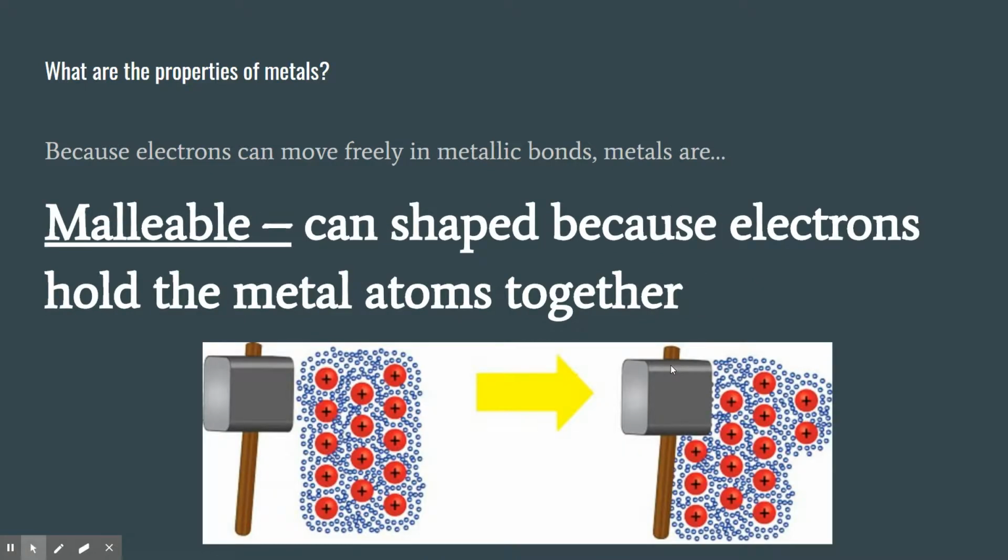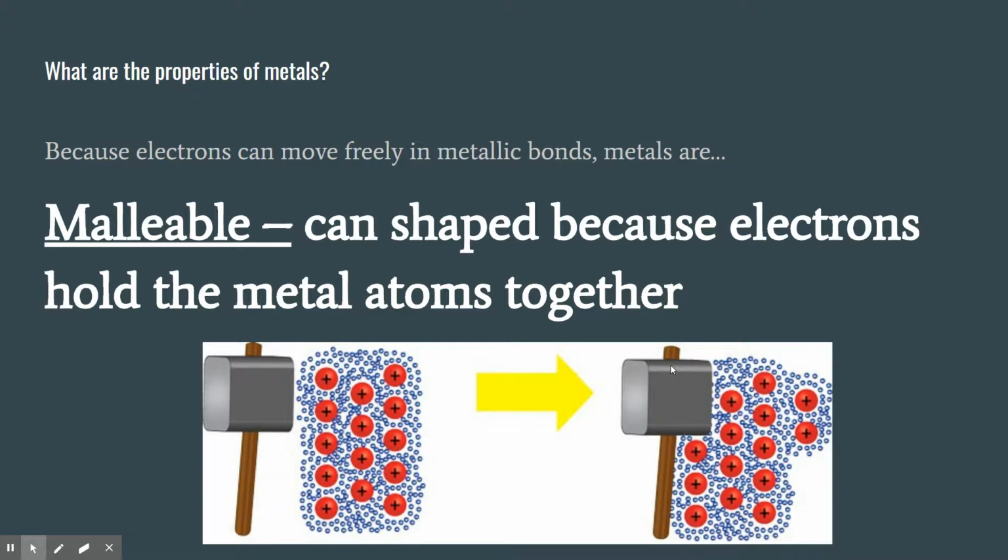Metals are also malleable. And this means that they can be shaped. We can change the shape of a metal. Imagine a piece of aluminum foil. You can bend it and fold it and mold it into a statue, even. And this is because the sea of delocalized electrons is able to move and change its shape.